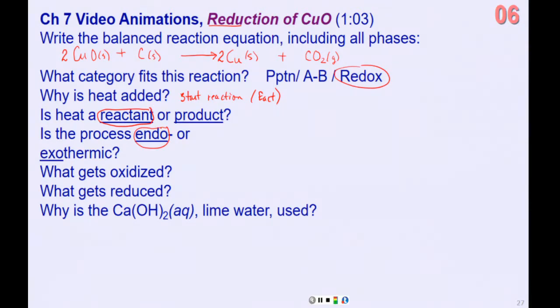And what is getting oxidized in this example? Well, what is gaining oxygen would be carbon, and what is getting reduced is the copper oxide. That means it's losing its oxygen, so it's reduced.